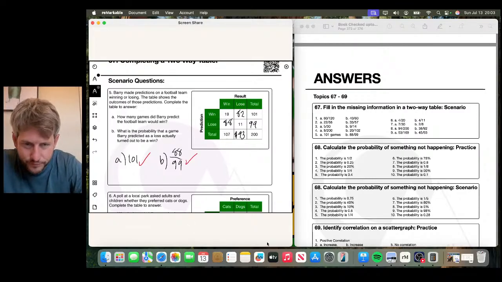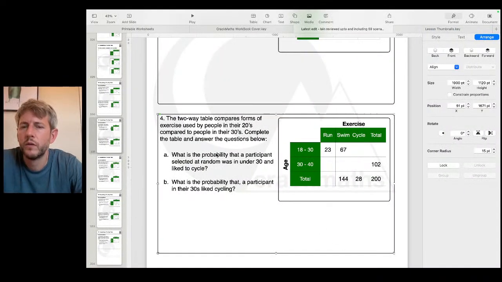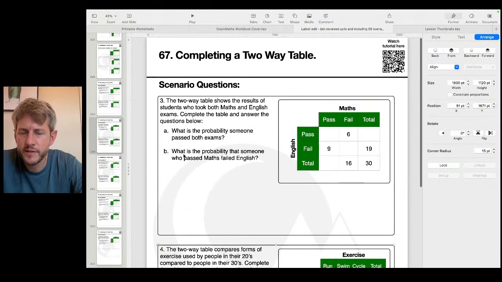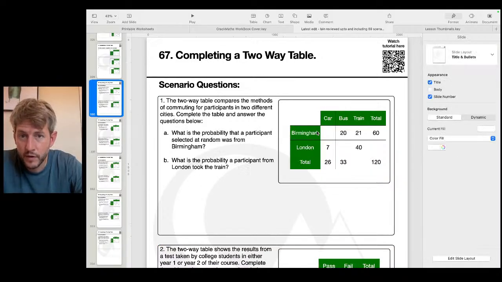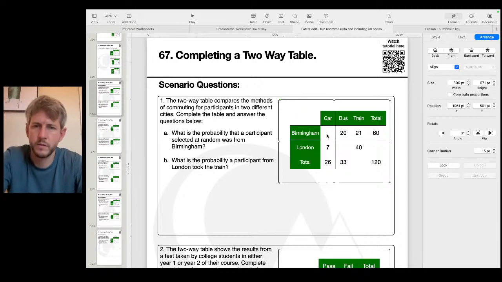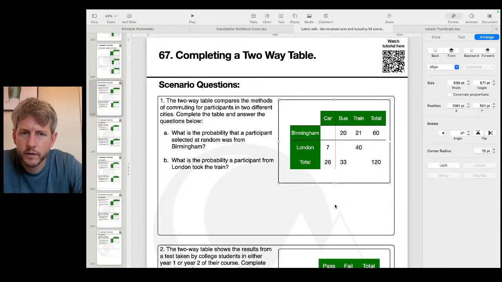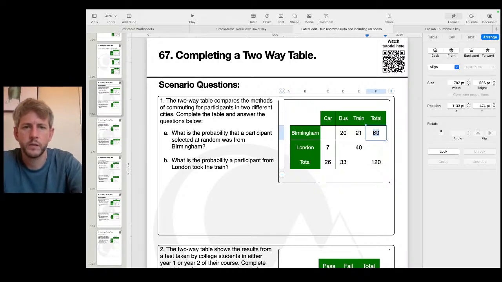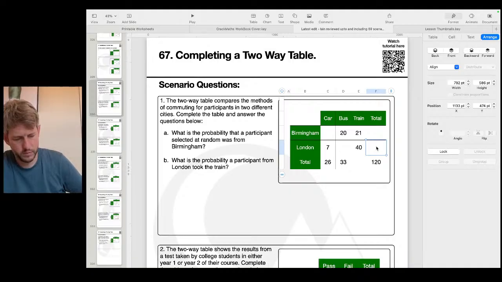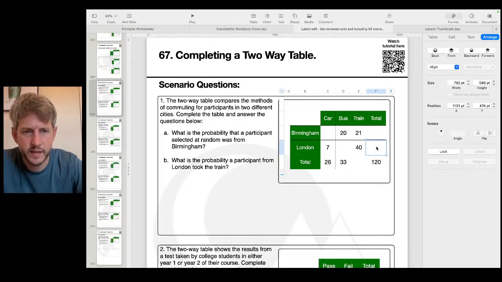Okay, so here is my plan. What I need to do is I just need to remove the information that we need from the charts. Okay, so send to the back. So what is the probability that a participant selected was from Birmingham? So this needs to go. And then I can put 60 here.